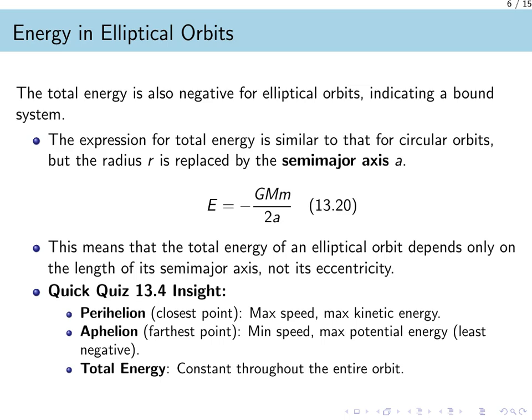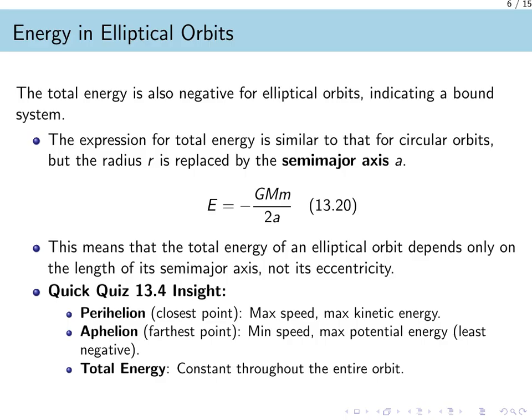Now let us generalize our energy discussion to elliptical orbits, which are the most common type of orbit in the universe. Just as with circular orbits, the total mechanical energy for an object in a bound elliptical orbit is negative. The formula is very similar: the total energy E equals the negative quantity GMm, all divided by 2a. Here, the letter a represents the semi-major axis of the ellipse, which you can think of as the average of the closest and farthest orbital distances.